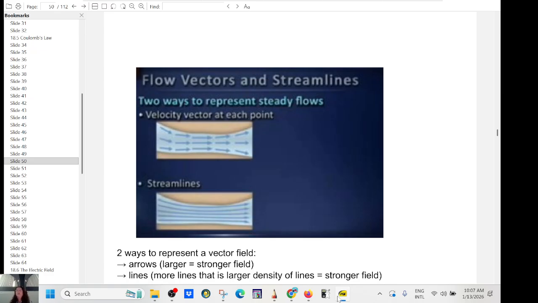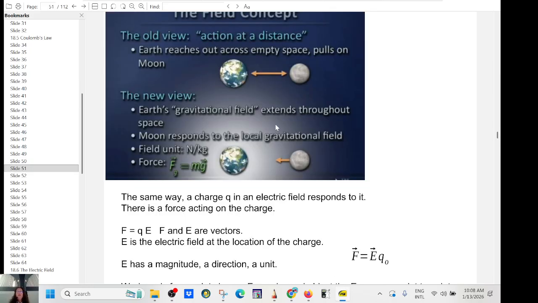Are you with me? So doing vectors, it's cute, but it's a pain. So instead, we're going to use streamlines. That means where the lines here are packed, the vectors are larger, so it's going to move faster. When the density is smaller, it's going to move slower. Is that clear? Then we can see the force of gravity 2 ways. We can say there is a force at a distance, that's what Newton said, F equals mg, or we can look at it a different way.